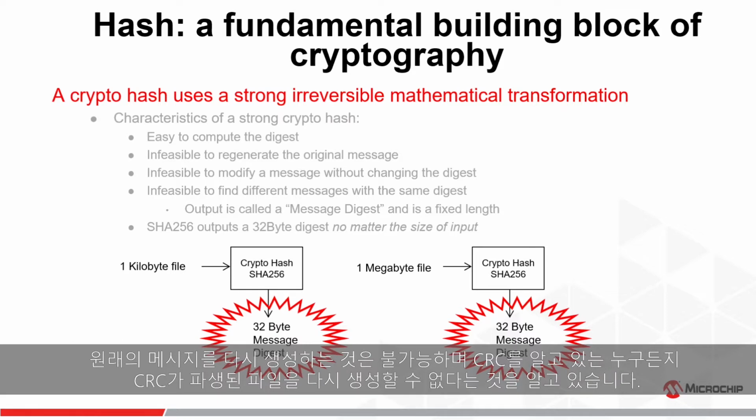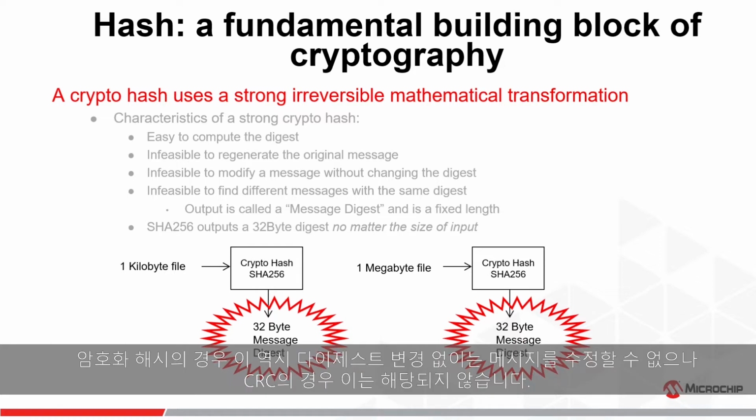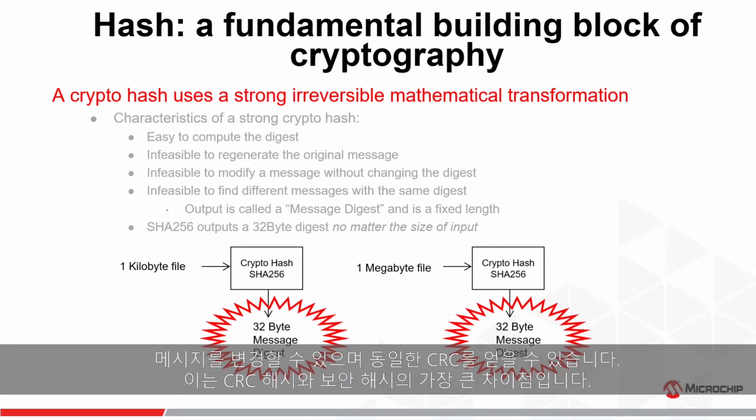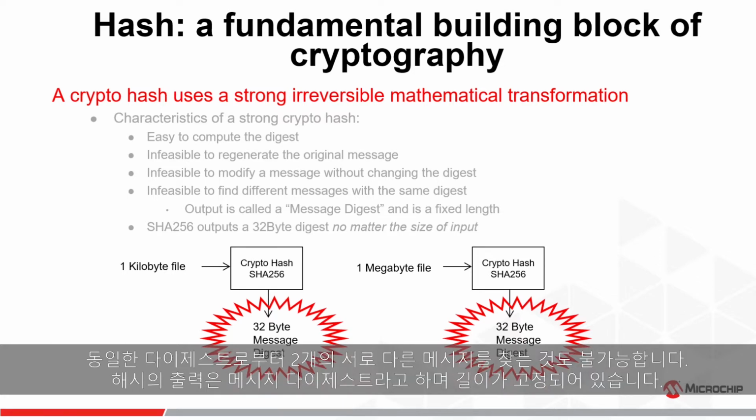It's infeasible to regenerate the original message. Anyone who knows a CRC realizes they cannot recreate the file that the CRC was derived from. With a crypto hash, it's also infeasible to modify a message without changing the digest. This is untrue regarding a CRC. You can change the message and wind up with the same CRC. So that's a big difference between a CRC kind of hash and a security hash. It's also infeasible to find two different messages with the same digest.